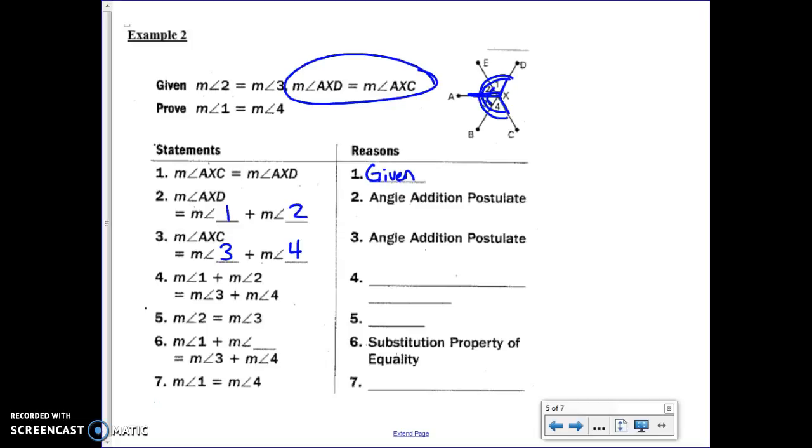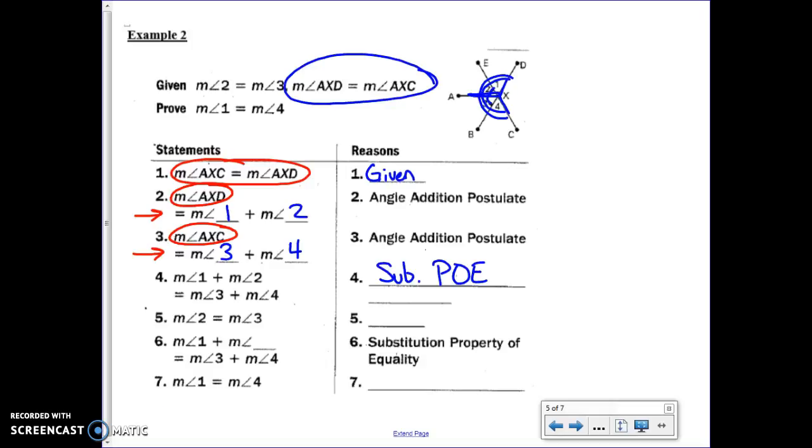All right, then when I look at statement 4, it says the measure of angle 1 plus the measure of angle 2 equals the measure of angle 3 plus the measure of angle 4. Well, what I notice is that if I look back at statements 2 and 3, it's taking this second part and this second part and setting them equal to each other, because we know that these two are equal based on this statement up here. So what we've done is substitute those equal things in. So this would be the substitution property of equality.